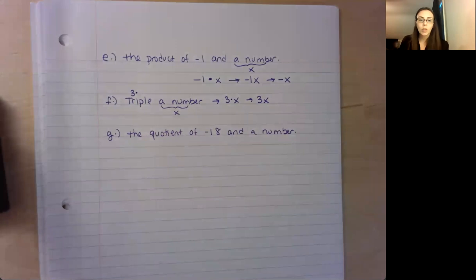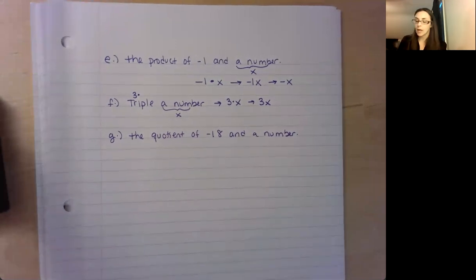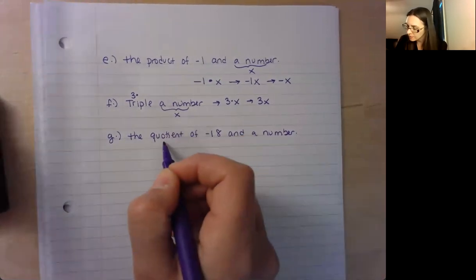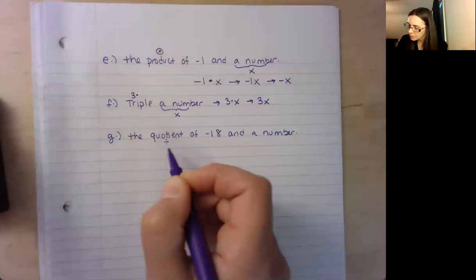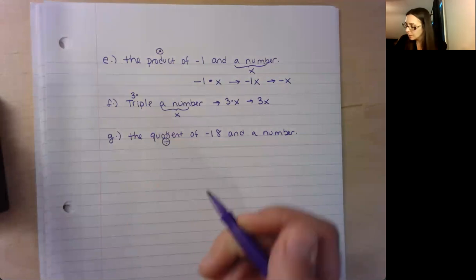And here I have the quotient of -18 and a number. Now, quotient, you want to remember, it means division. So product means multiplication. The number we're going to use x.